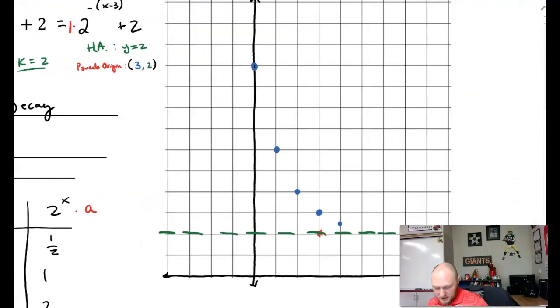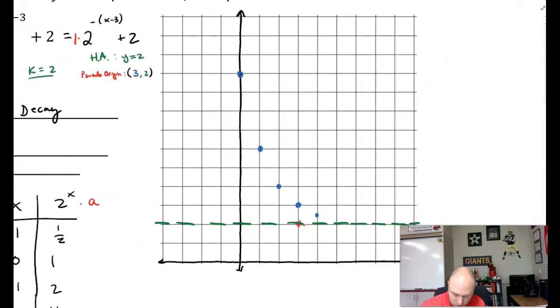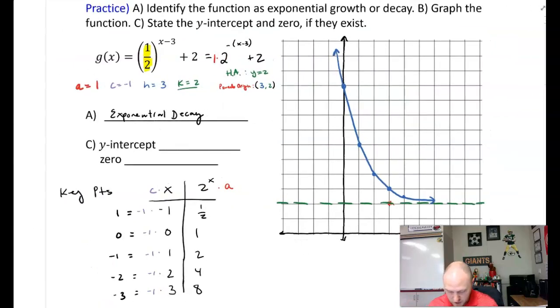Okay, so there's our key points. And now we're going to graph a smooth curve through these points. Okay, arrows on both ends, and ta-da, there is your exponential decay function.